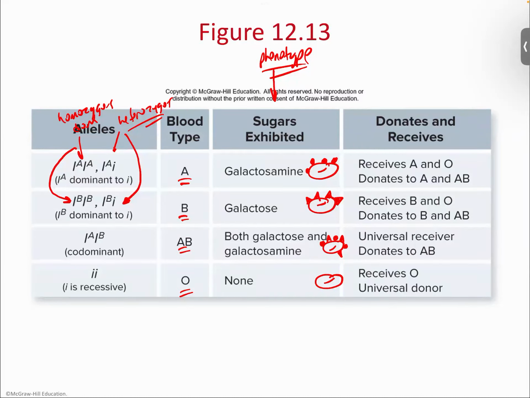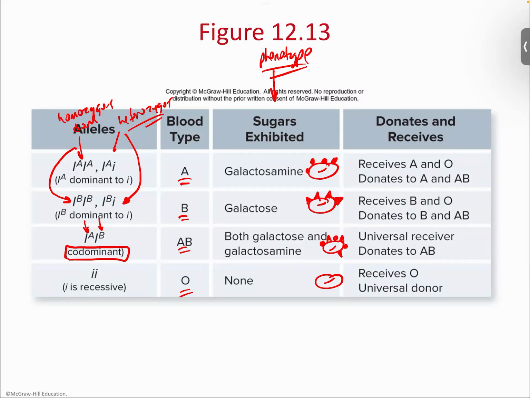Now, here's where the codominance comes into play. What if you have one of each? What if you're AB type? Well, if you're AB type, that basically means you have one big A allele and one big B allele. You have both. Is one dominant to the other? No. Right? Are they incompletely dominant? No. They're codominant. You see each one of them equally. So if you were to count up the number of galactosamines, you would expect to see a similar number of galactose. They are sharing equally, 50-50 split. Okay, that's codominance.